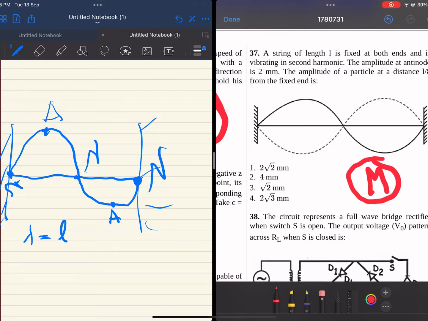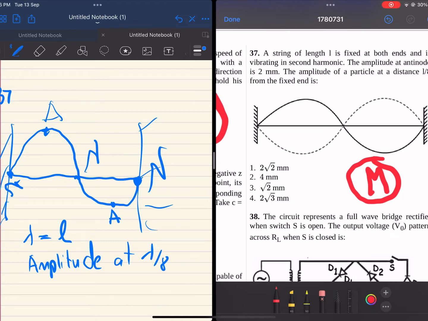In the 37th question, they are asking the amplitude at a distance L by 8, which means the amplitude at a distance of lambda by 8. How to find the amplitude at lambda by 8? We know for a stationary wave, the amplitude varies at different positions, that is, it varies with the x coordinate. So it's a sine function or a cos function.